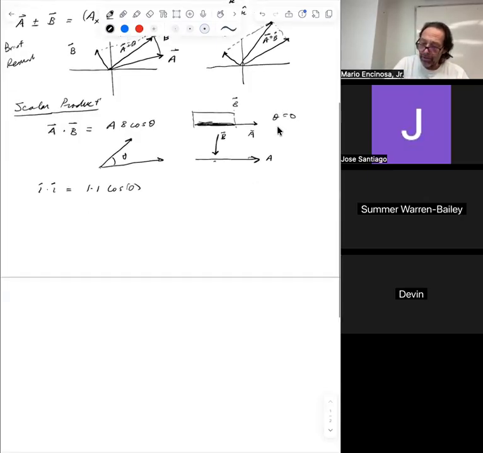All right, cosine of 0 is 1. We don't need to put that in a bracket. So this is 1. Same thing with j hat dot j hat, same thing with k hat dot k hat. These are all equal to 1. It's 1 times 1 times the cosine of 0, which is 1. All the others are, of course, what? All the others are 0.